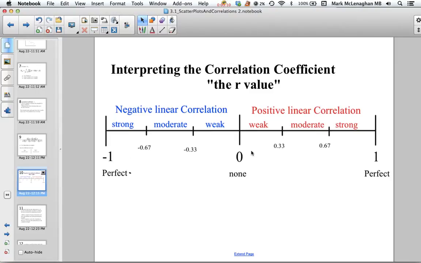What that does is it comes out to a number somewhere on the scale between 1 and negative 1, being perfect negative and perfect positive. Weak is 0 to a third, or 0.33, or negative 0.33. Moderate is from 0.33 to 0.67, or on the negative side. And strong is 0.67 to 1, and as well on the negative side.